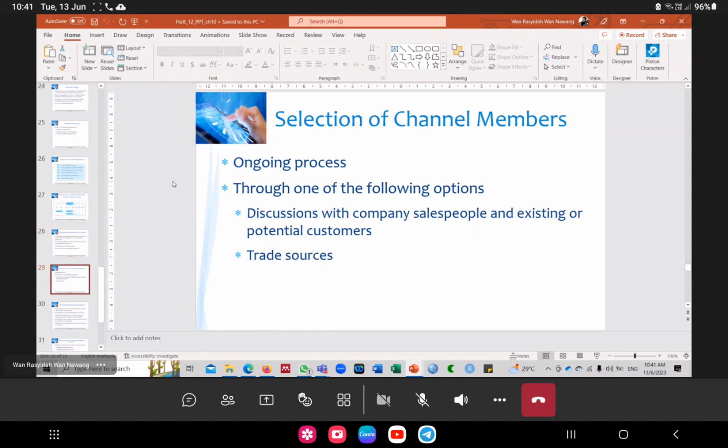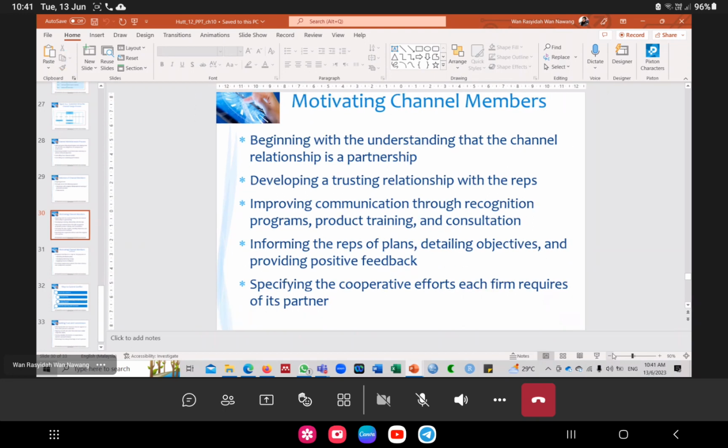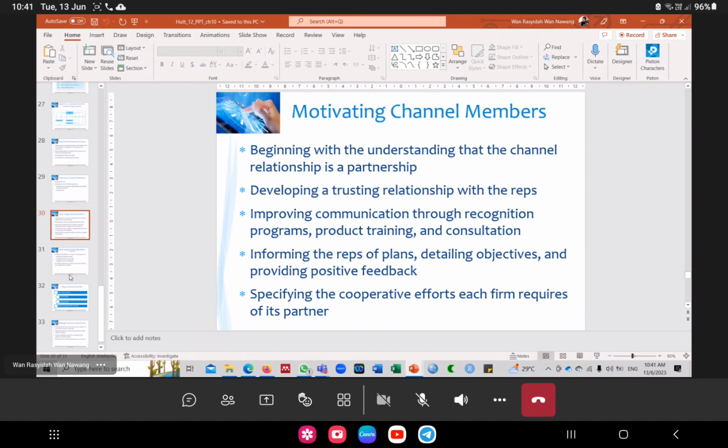Selection of channel members. It is an ongoing process. Why is it an ongoing process? Because businesses require all the channel members to be active. So kalau channel member you passive macam you ni lah, tak menjawab soalan, saya tanya pun tak ada orang nak jawab, so you are very passive. So the chances of you to be kicked out from the channel members is very high. It is not responsive. Okay, how do you motivate the channel members? By giving them training, improving communication, asking for feedback, and so on and so forth. These are all the ways for you to motivate your channel members.